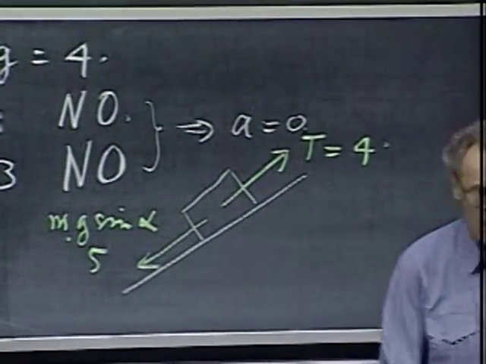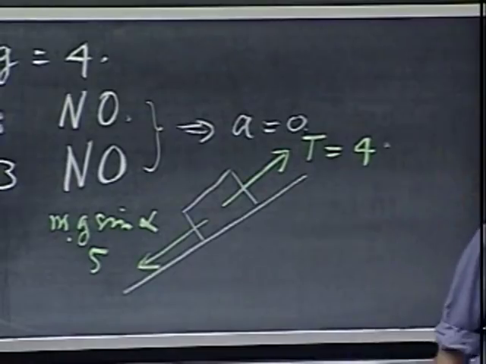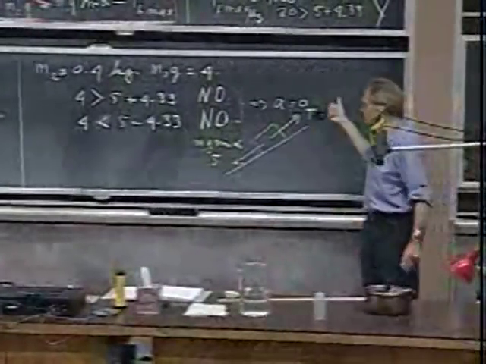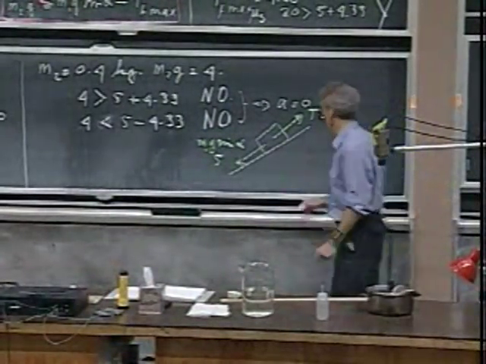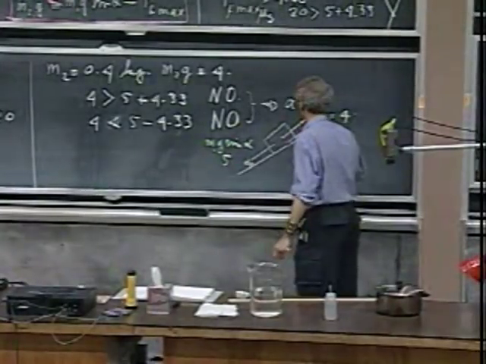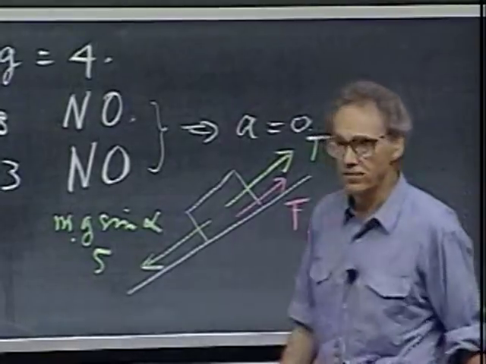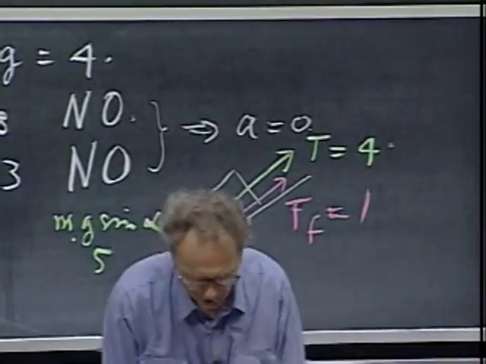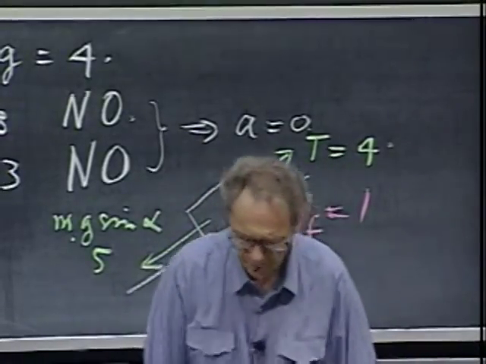What will the friction be? How large and in what direction? Uphill, how large? 1, exactly. The friction will adjust itself so that there is equilibrium, so that nothing is going.